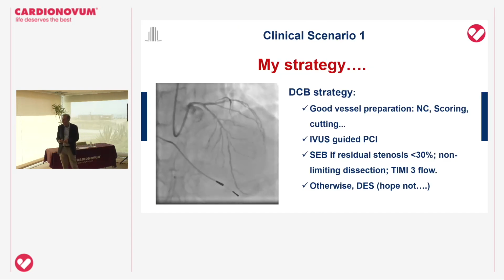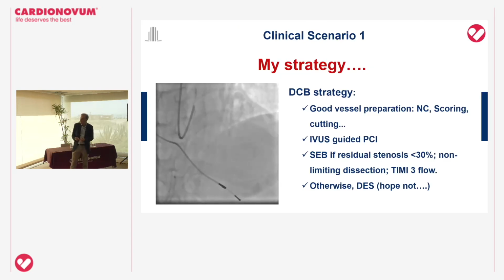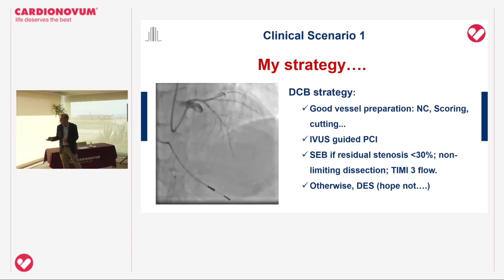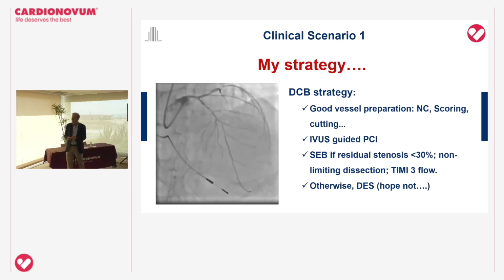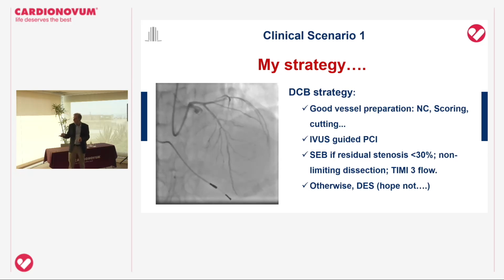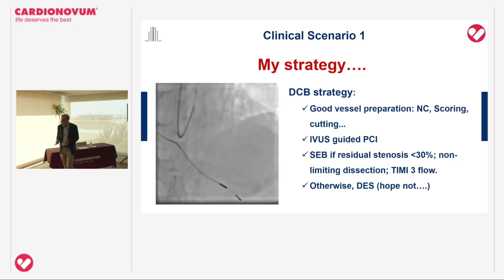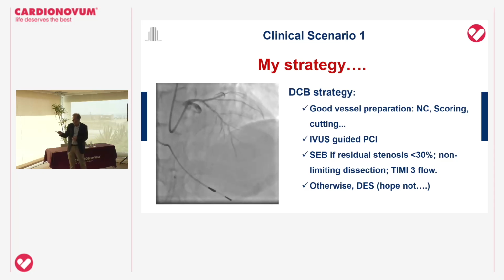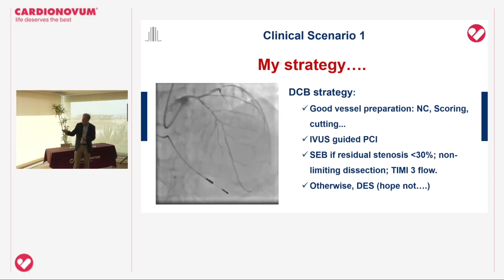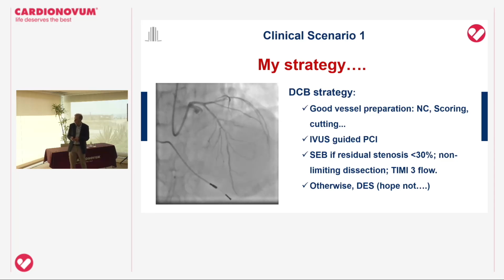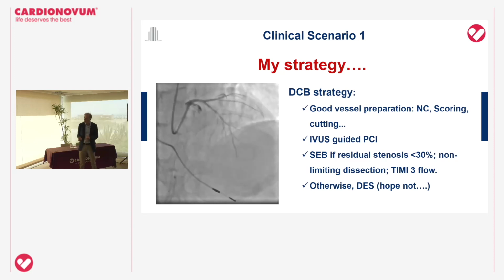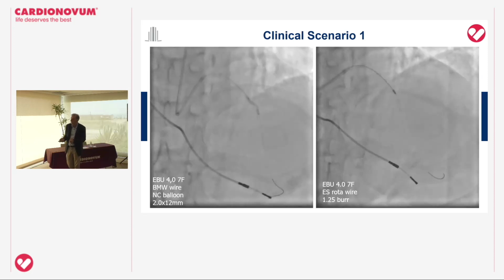So let's finish with what I did in this case. I went for a DCB strategy. The idea was to do good vessel preparation with scoring, cutting, IVUS-guided PCI. And then in this case, I used a sirolimus coated balloon. And otherwise, if we get a nasty dissection, or no TIMI 3 flow, or residual stenosis more than 30%, I would go for a stent. Otherwise, I would stay with a drug-coated balloon.